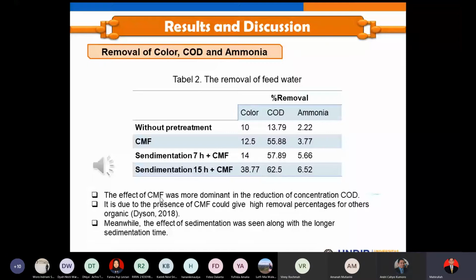It is due to the presence of other organics. Meanwhile, the effect of sedimentation was seen along with the longer sedimentation time. I mean, table 2 also shows that removal for every additional treatment only increases by an average of 1%.